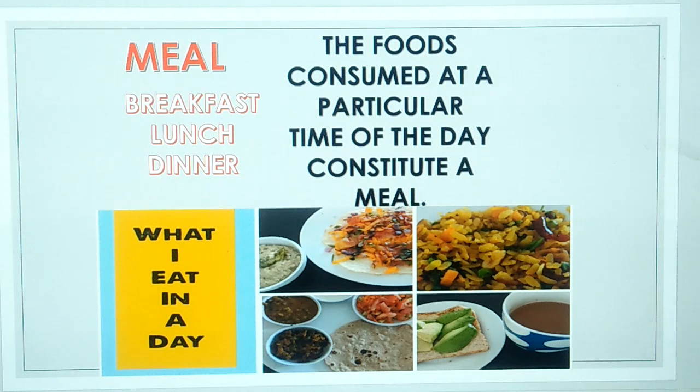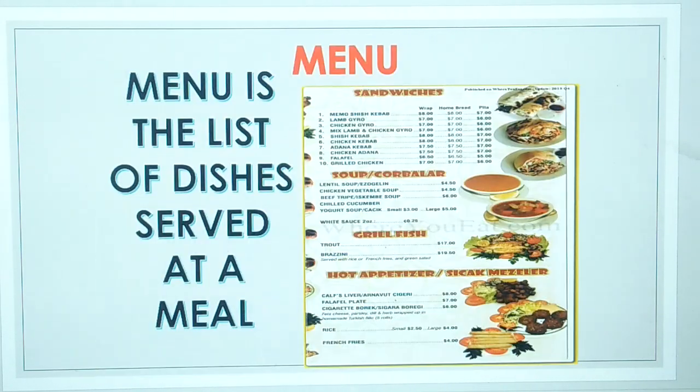Number 1, meal. The food that is consumed at a particular time of the day is called a meal. In a day, we take 3 meals: breakfast, lunch, and dinner. Second is menu. Menu is the list of dishes served at a meal. When you go to a restaurant or a hotel, then you are given a menu card which tells you the dishes that are made over there and you can opt for them.